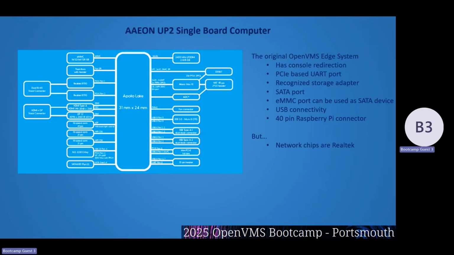Yeah. This is the original OpenVMS Edge system. It was the Aon UP2, not UP2 Professional, UP2 board. If you look in the BIOS settings, it had the ability to take the commands that were going out to an HDMI monitor and send them out to a serial port. It had a PCIe-based UART port, one of those 4 ports that were inside the Intel chip. They actually brought out to a debug header on the board.